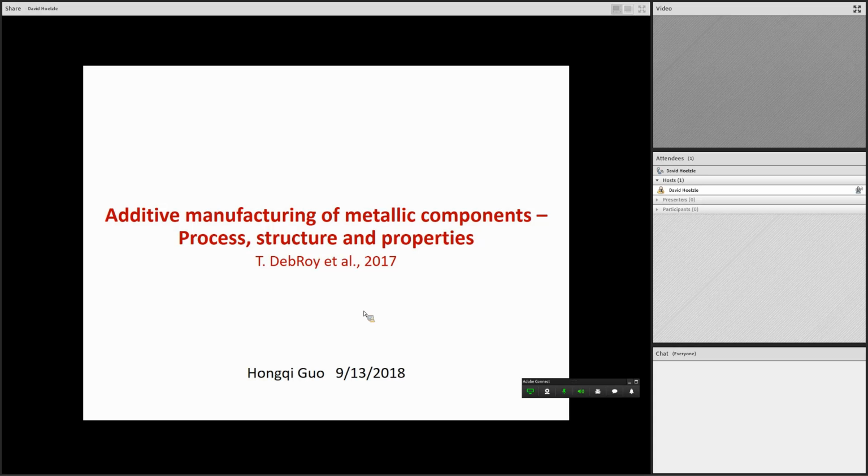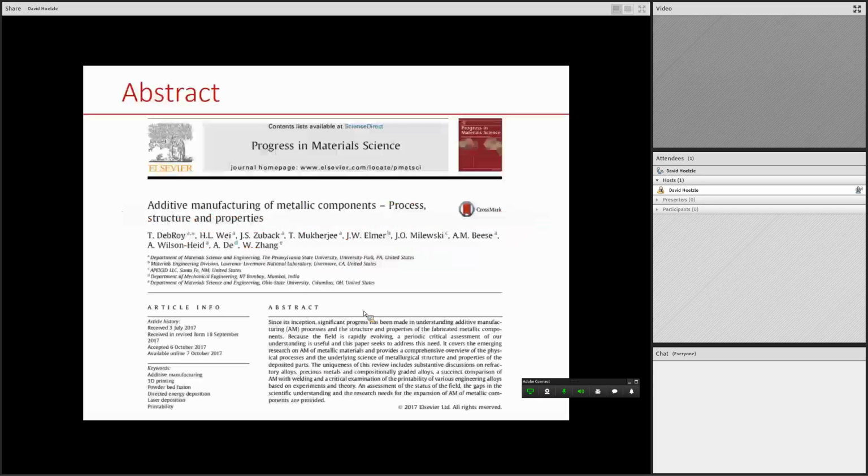I'm just going to introduce this journal paper, Additive Manufacturing of Metallic Components, Process, Structure and Properties. It's a very new paper, published this October last year. One of the authors is from the Ohio State University, Zhang from the Department of Material Science and Engineering. As the professor said, this is a very long paper, more than 100 pages, so I'm just going to introduce the first two sections.